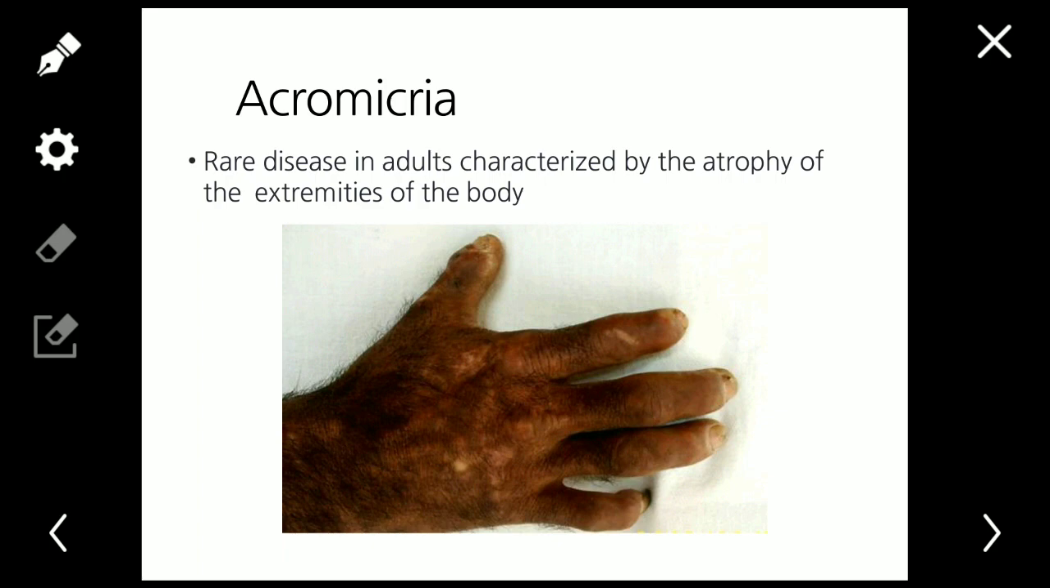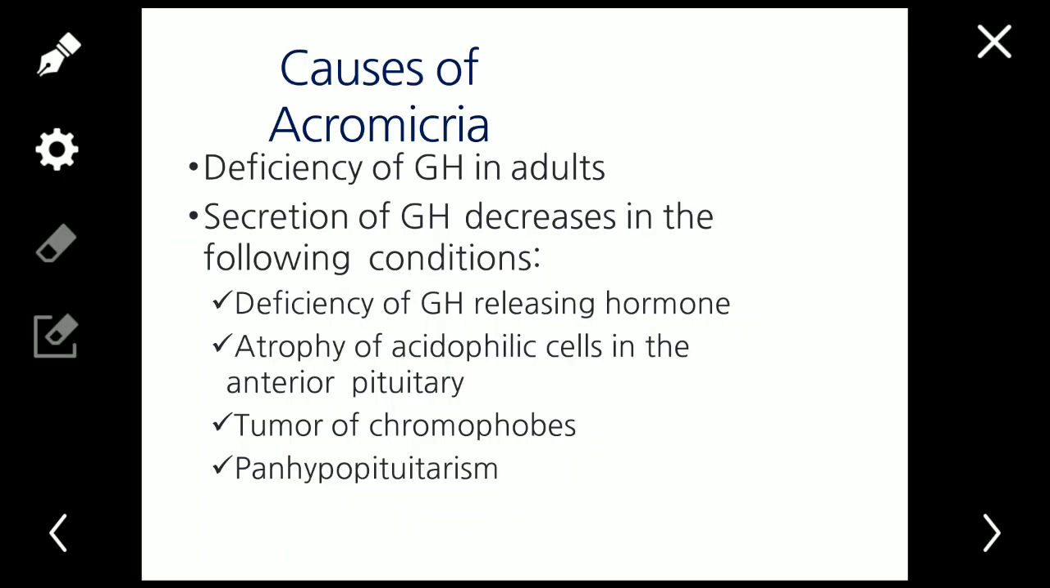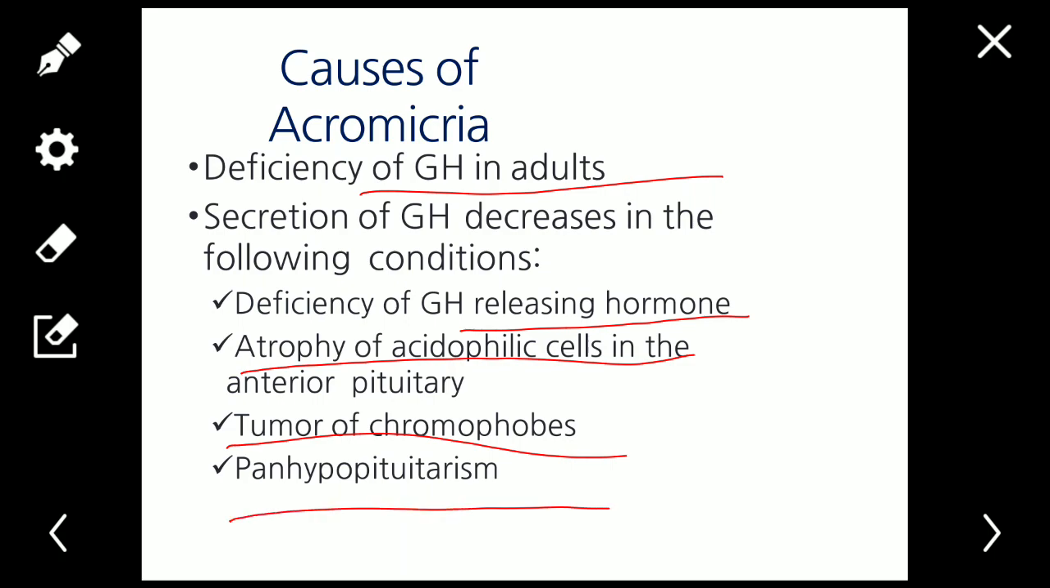Next is the opposite of acromegaly, which is acromicria. A rare disease in adults characterized by atrophy of the extremities of the body. Deficiency of GH in adults, secretion of GH decreases in the following conditions: deficiency of GH releasing hormone, atrophy of the acidophilic cells in the anterior pituitary, tumors of chromophobes, or panhypopituitarism.